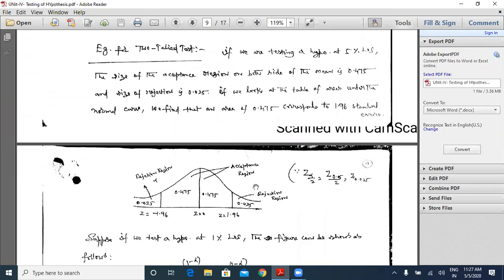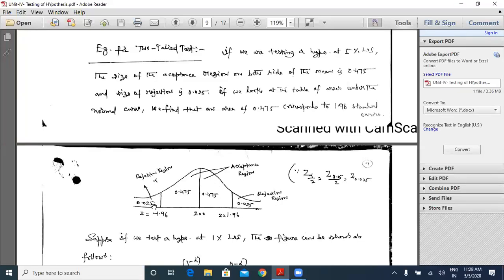So when alpha is 5%, alpha by 2 is 0.05 divided by 2, which is 0.025. If it is 0.05, the other 0.025 is taken here. The remaining area is 0.475. So here you take the area from 0 to Z alpha by 2, the integral from 0 to Z alpha by 2 of phi z dz, equal to 0.475. By reverse tracking, we will get 1.96.